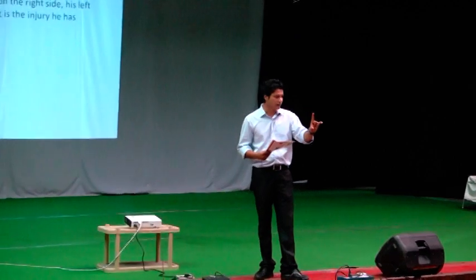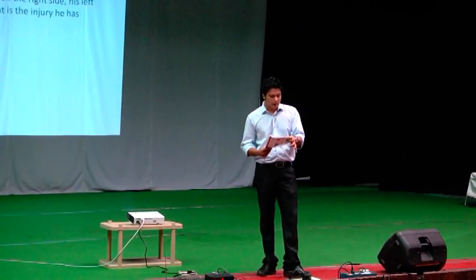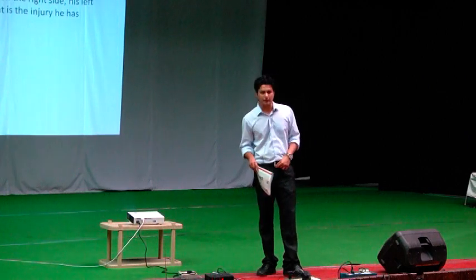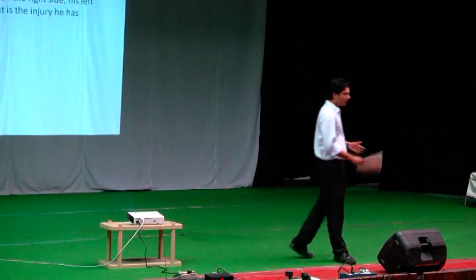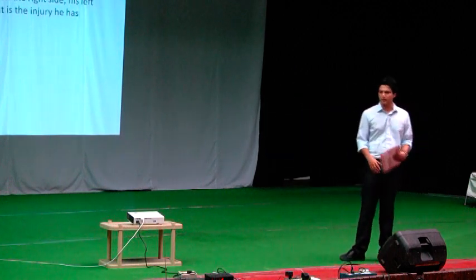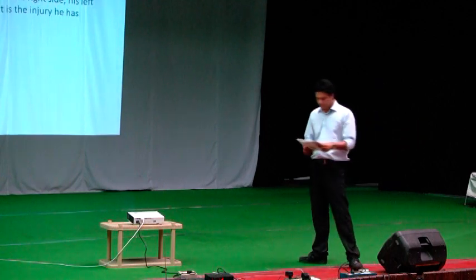So the left side was the affected side, and the left superior gluteal nerve is the nerve which is injured. Why? Because it is supplying the gluteus medius and gluteus minimus, which act as the power to this seesaw mechanism. Clear? Next question.